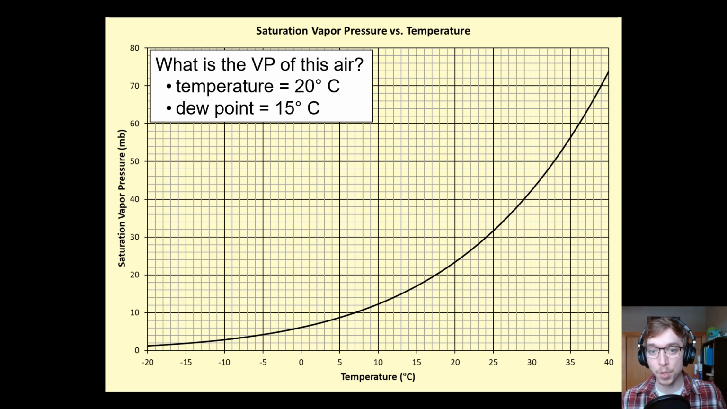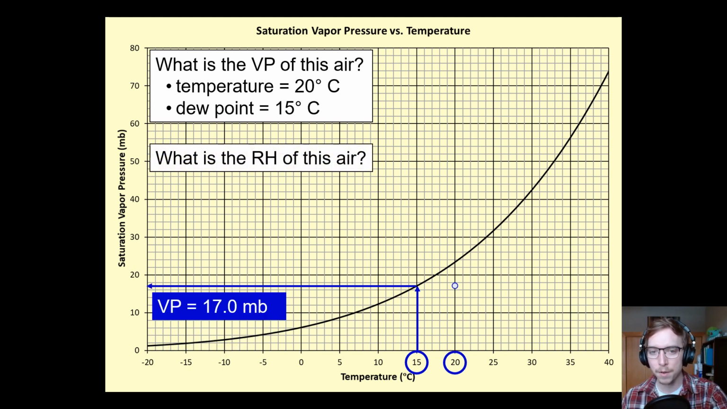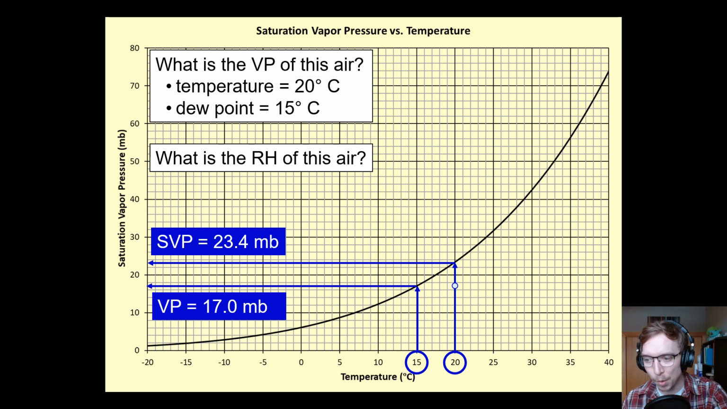What's the vapor pressure of this air parcel then, where you've got temperature equal to 20 degrees Celsius, 5 degrees cooler than our last example? Dew point is held constant at 15. Well, we know vapor pressure, that's going to be 17, just like the last time. Here, we'll go across. That gives us 23.4 millibars.